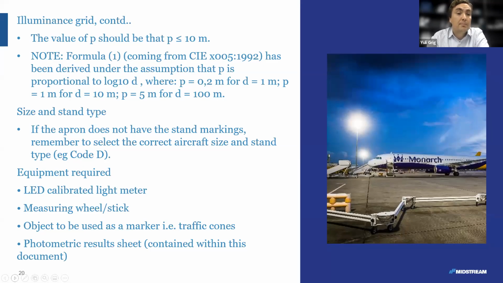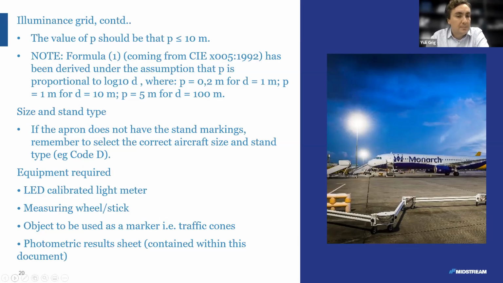And this is usually done by selecting the largest aircraft that can be received on that particular stand. So we have a look at the aircraft, we understand the wingspan, we understand the length. We can work out what type of code A to code F aircraft stand it will be. And then we need some equipment.